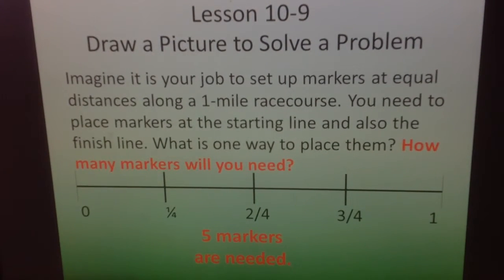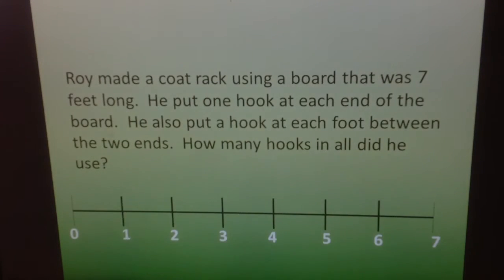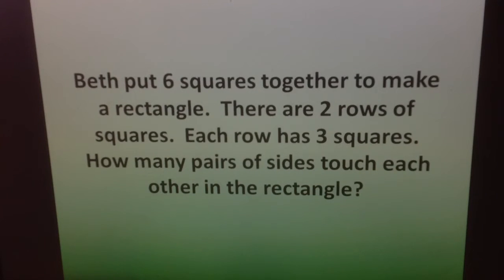We did another problem like that. Roy made a coat rack using a board that was 7 feet long. He put 1 hook on each end of the board. He also put a hook at each foot between the 2 ends. How many hooks in all did he use? Again, draw a picture to solve. You've got a number line like this, 7 feet long total, with the 0 marked all the way through the 7. How many hooks did he use? He used 8.